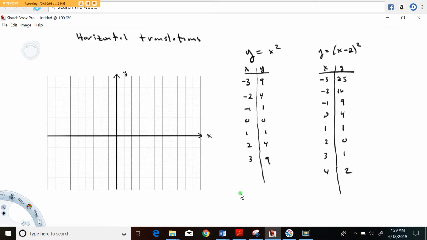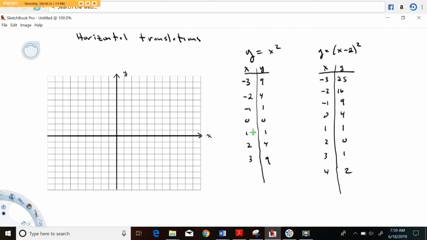The purpose of this video is to demonstrate how functions can be translated horizontally on a coordinate system axis. So again, the topic here, horizontal translations. So we're going to start by looking at the function y equals x squared. And I've already taken the time to write out some data points. I'll leave it as an exercise for the reader to go through and confirm that negative 2 squared is 4 and so forth.